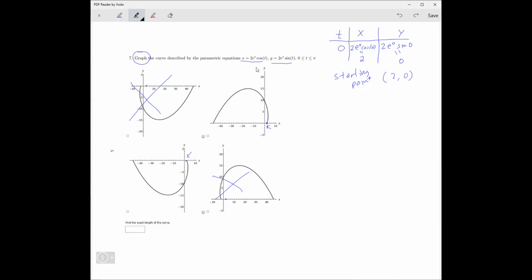So let's try another point here. And I guess I wish I hadn't. Let me erase this here. That way I can come down and do another point.